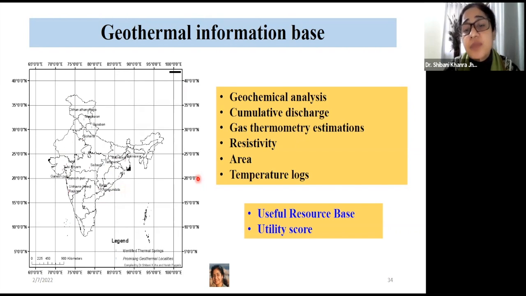But some other criteria are also required to understand the significance of these different fields which exist, whether they can be taken for the direct utilization of geothermal resource or energy. As you have seen, we have three forms of utilization. One is electricity, another is steam, and thermal. So another two factors were required: the useful resource base of each of these promising geothermal localities or fields, whatever you say, then the utility score. So these two of them were studied by us and we obtained this.